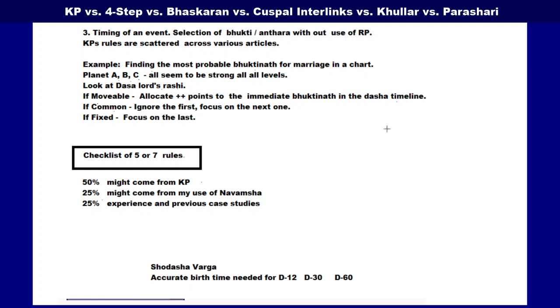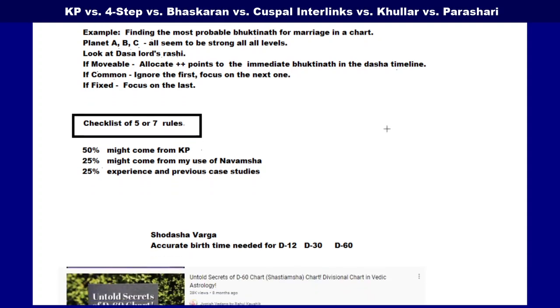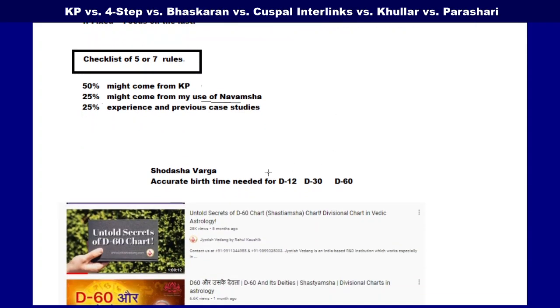And now let me give you an example of how I use the Navansh when I'm interpreting a chart using KP. Then I also make use of the Navansh chart. I'm just going to give you a very brief idea about how I use it, and I'm keeping the issue of accurate birth time also in my mind, because if you use the Shodashvarga chart like the Navansh or the D12, D30, D60, again you get into this hassle of whether the birth time is accurate or not.